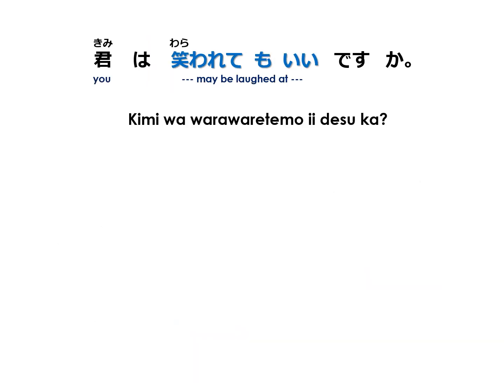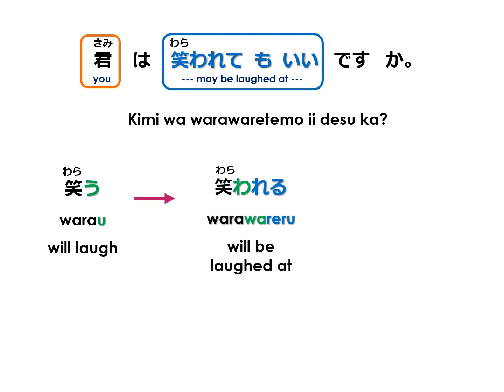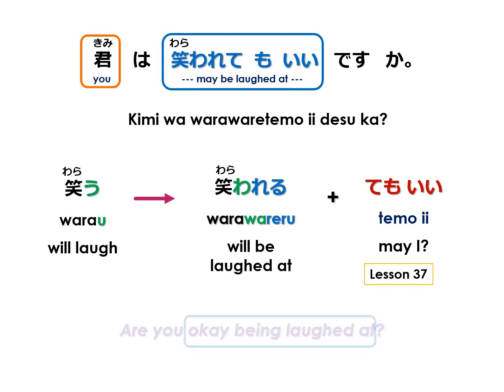Next example, Kimi wa warawarete mo ii desu ka? We have the subject kimi meaning you, and the passive verb is warawarete mo ii, which is from warau meaning to laugh or will laugh. Passive is warawareru, will be laughed at, and we conjugate this for permission, warawarete mo ii, which we learned in lesson 37. So the whole sentence translates to, are you okay being laughed at?